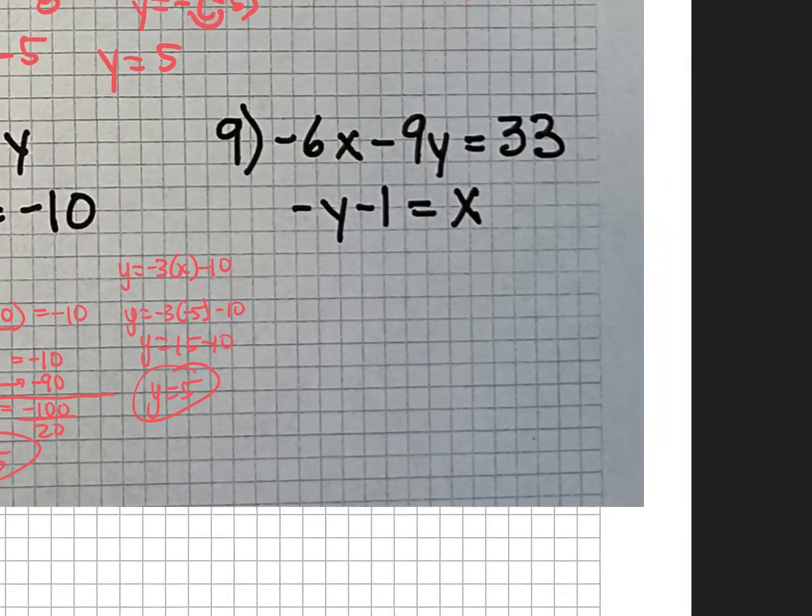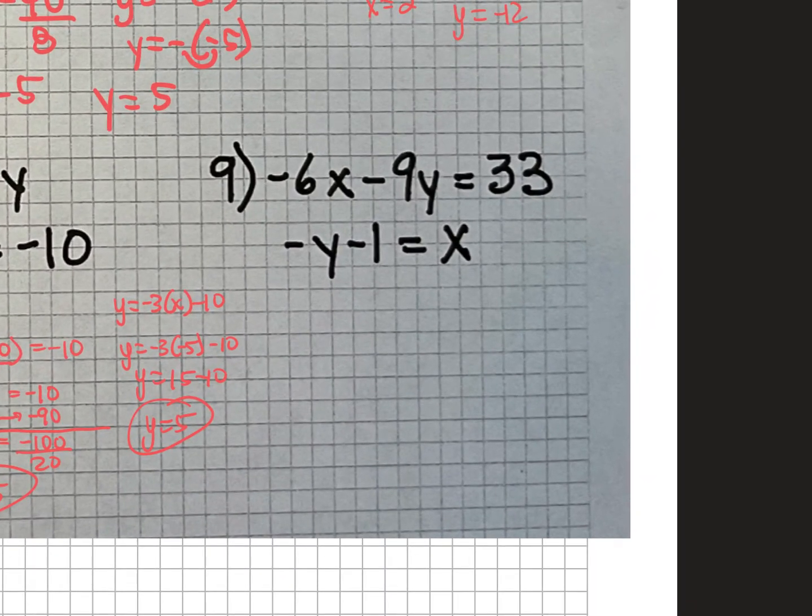Number 9. Negative 6x minus 9y equals 33. X equals negative y minus 1. So I'm going to take this x out and plug in negative y minus 1 and times it by negative 6 minus 9y equals 33. Negative 6 times negative y is positive 6y. Negative 6 times negative 1 is positive 6. Minus 9y equals 33. 6y minus 9y, 6 people fighting on the positive y team, 9 people fighting on the negative y team means the negative is going to win by 3 people.